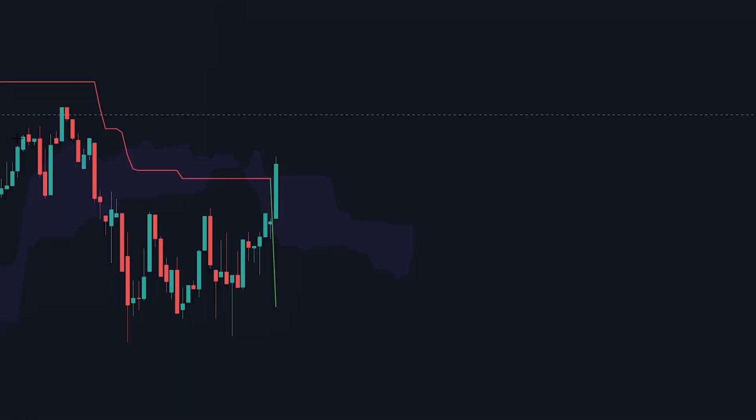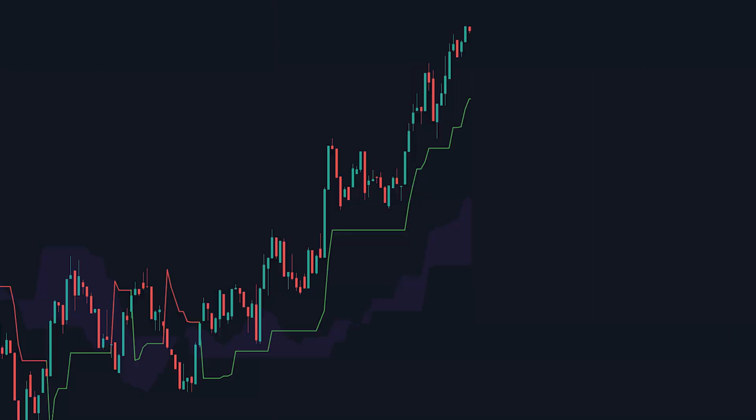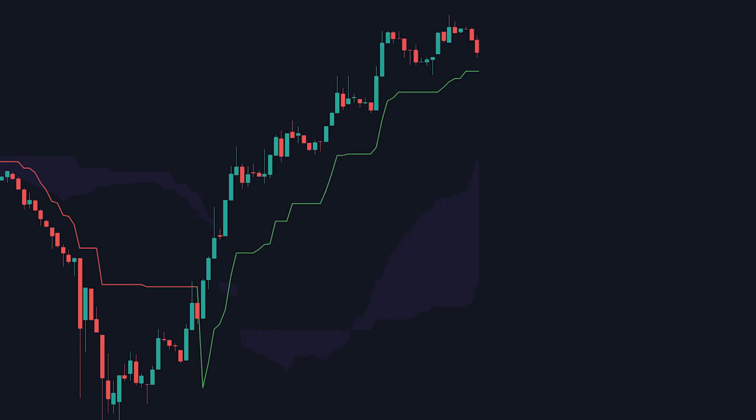For exit strategies, you can again do the 1.5 profit ratio, or you can exit the trade once the price goes inside the Kumo cloud. So here we entered a trade because the super trend line was green and the price was above the Kumo cloud. The price starts to go up, then heads back down into the Kumo cloud. The moment the price hits that cloud, we exit the trade.